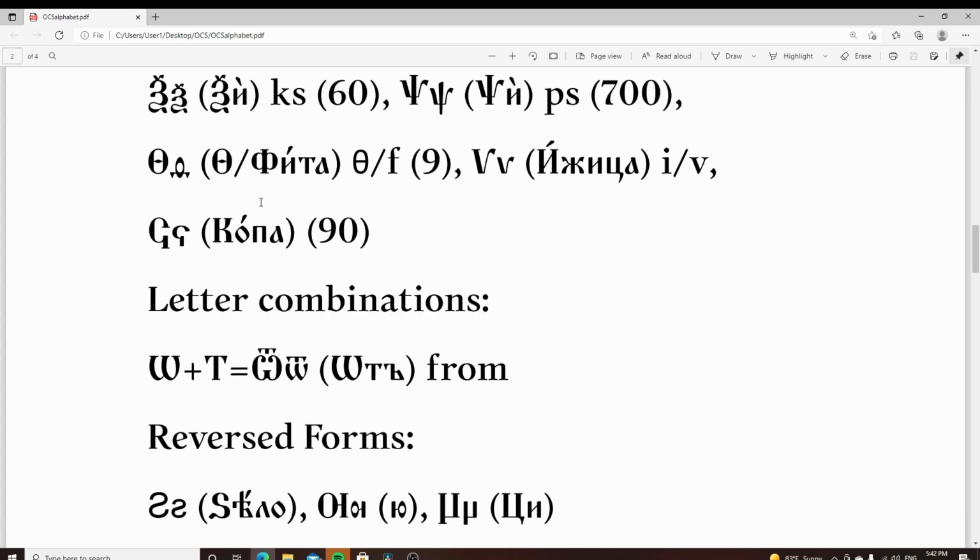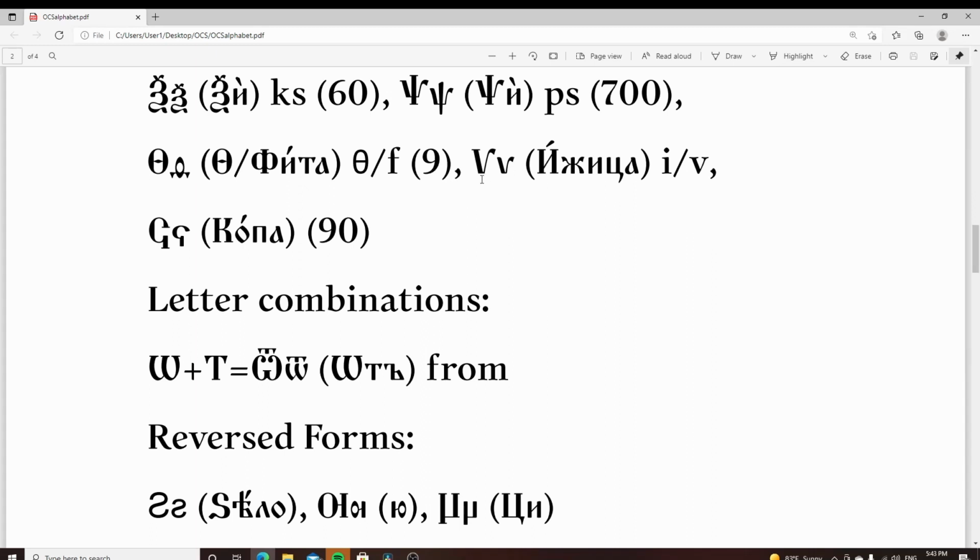Next we have theta. Whether it is a TH sound or an F sound, I usually go with the TH sound. Theta is either a TH sound or an F sound, and it is represented by the number 9.